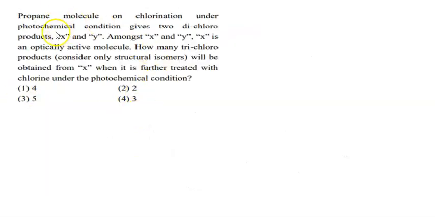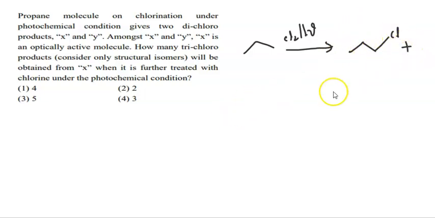So here the question is, propane molecule on chlorination under photochemical condition gives the dichloro products X and Y. So you have to take the propane, which is reacting with chlorine in the presence of sunlight. Then you can get 1, 2, 3, and here it is chlorine, n-propyl chloride and isopropyl chloride. And now among X and Y, X is an optically active molecule.